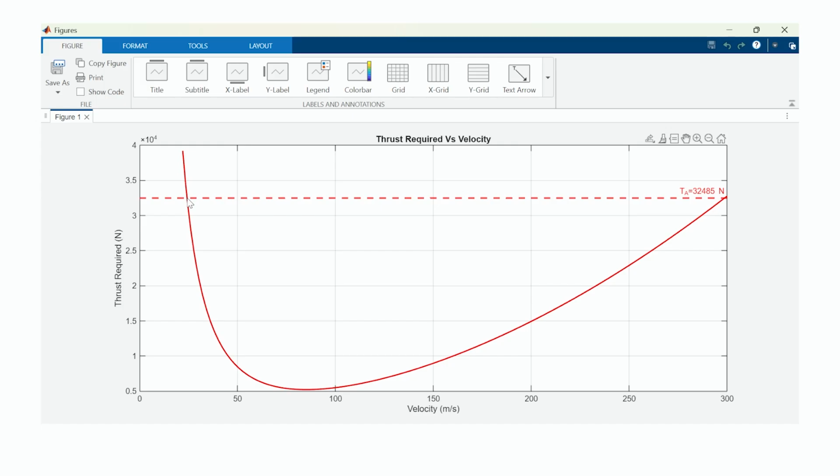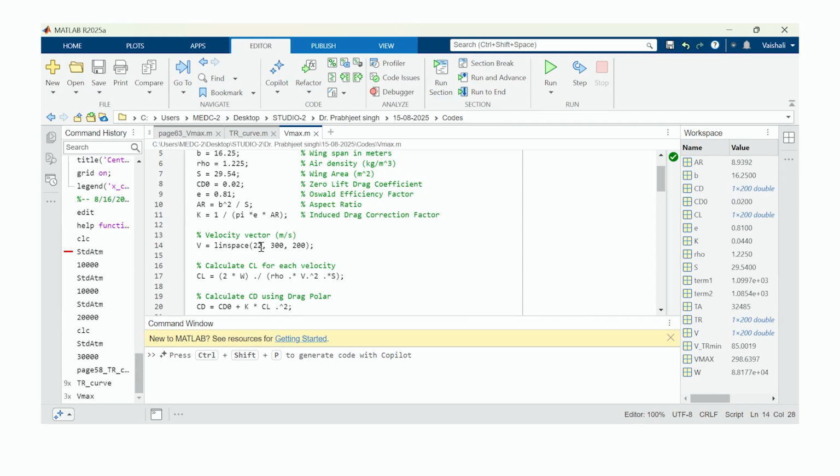The intersection of this doesn't mean that this is the minimum velocity with which the aircraft can fly. Here it is saying only 24.7 meters per second. So this minimum speed is governed by the stalling speed, not this intersection. The minimum speed is governed by the Vstall and the CL max.